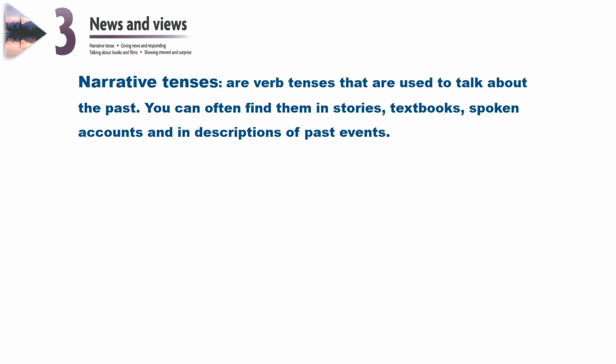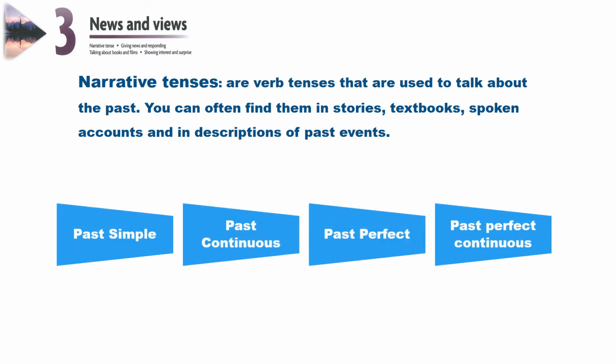So what do I mean by narrative tenses? Narrative tenses are verb tenses that are used to talk about the past. Normally or usually I can find them in stories, textbooks, spoken accounts, and in descriptions of past events. These are past tenses, all past tenses: past simple, past continuous, past perfect, and past perfect continuous.